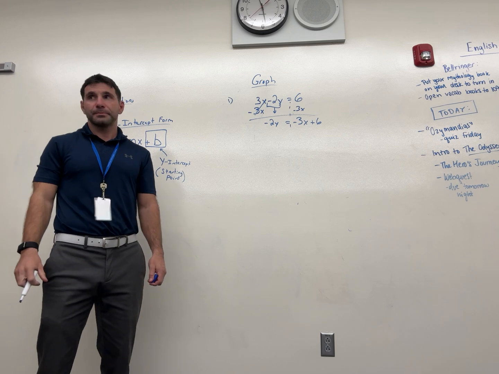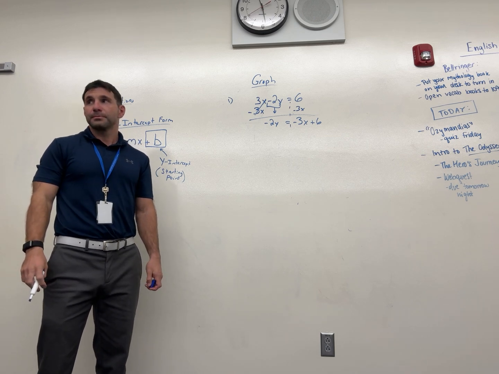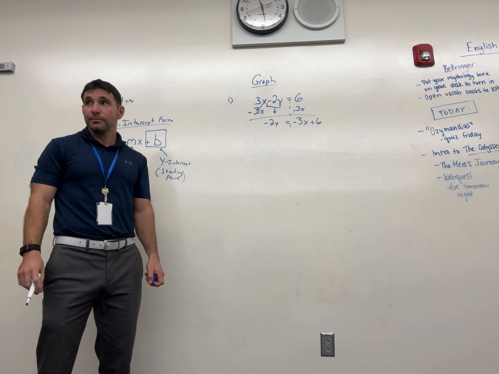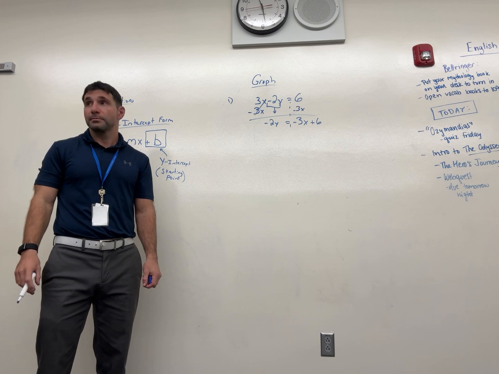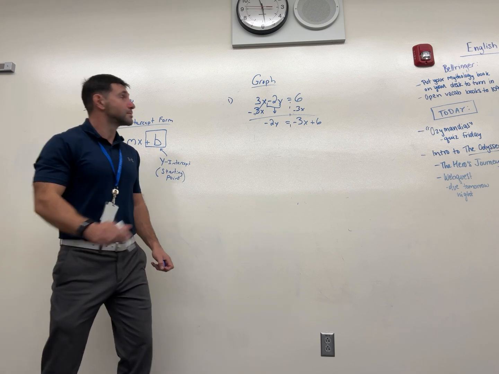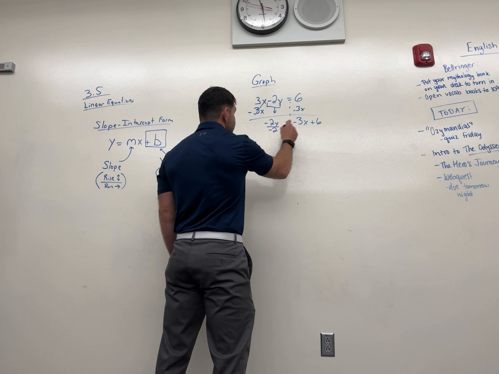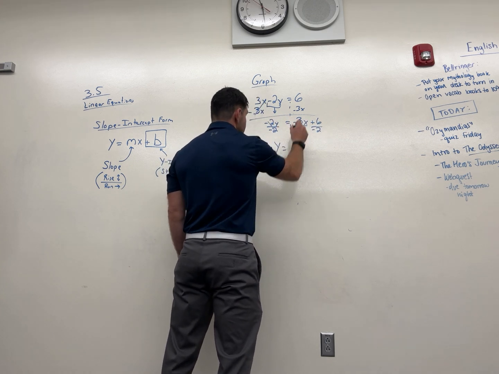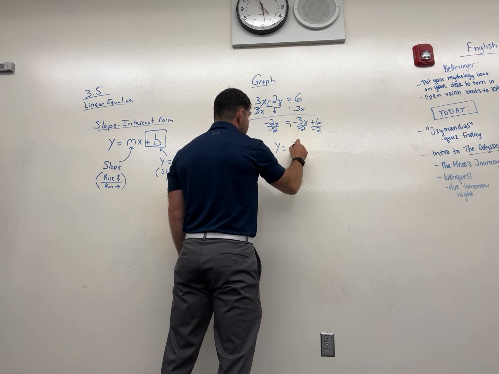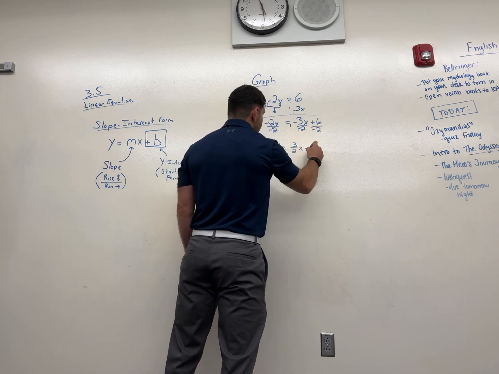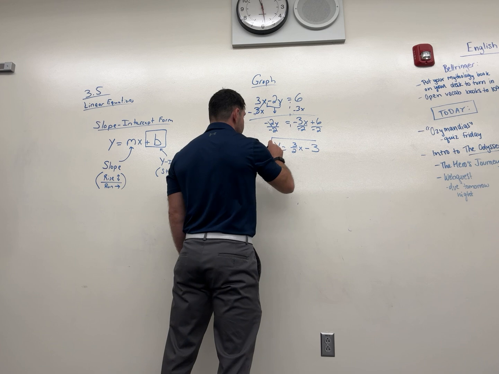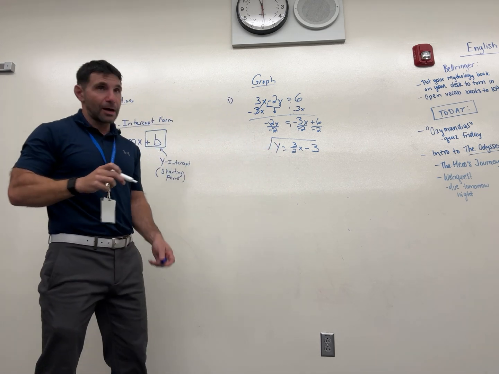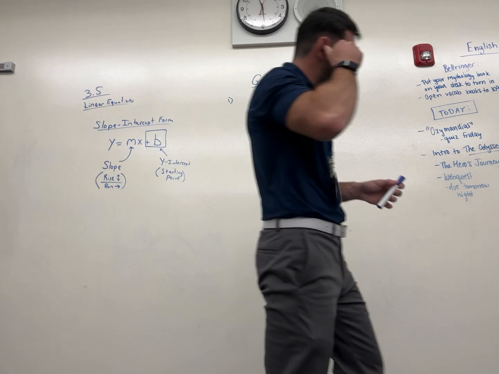Now what, y'all? Divide all by negative 2. You divide all by that negative 2. Negative divided by a negative is positive. Positive divided by a negative is negative. Okay? Now that you have it, now you can graph.